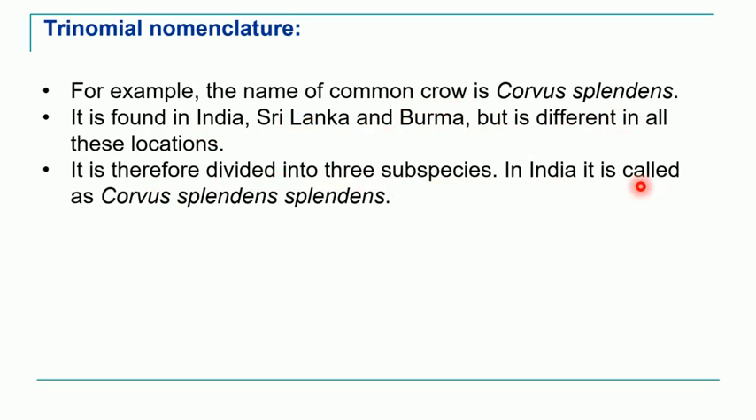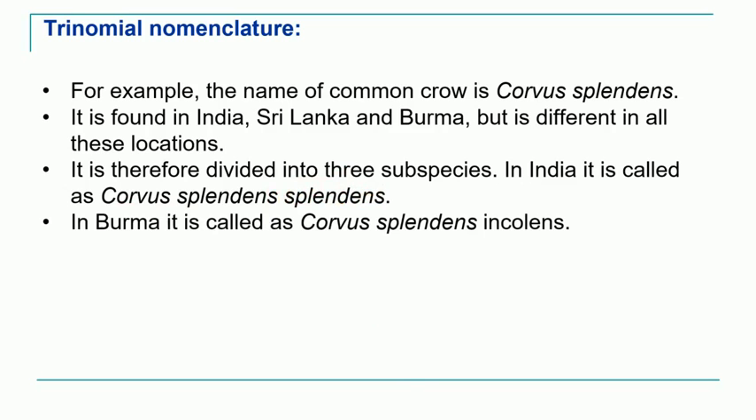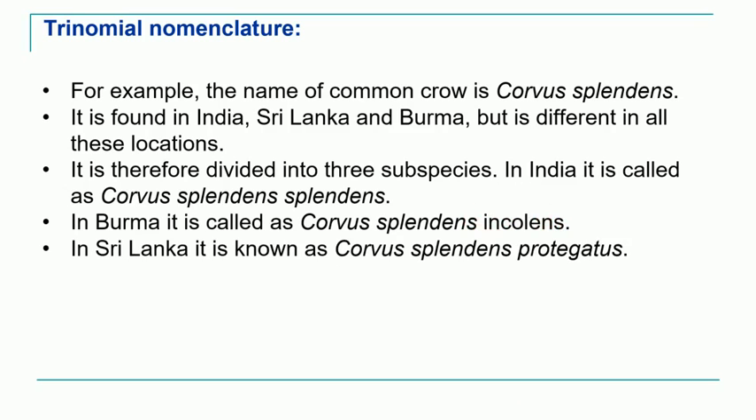So in India, it is called Corvus splendens splendens. Here you added the third name, that is the subspecies name. In Burma, it will be called Corvus splendens incolens. Here incolens is the subspecies name. Similarly, in Sri Lanka, the name will be Corvus splendens protegatus.